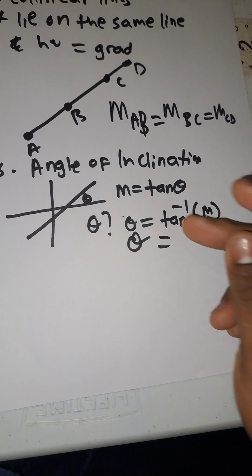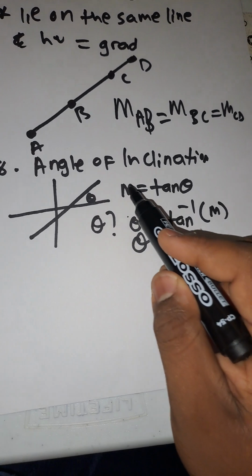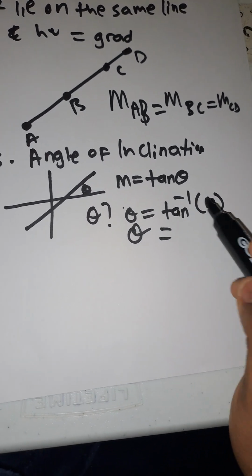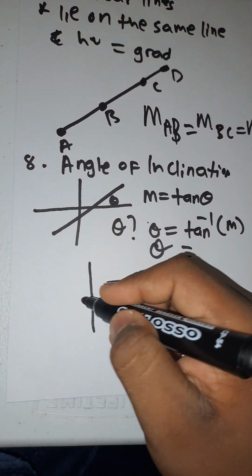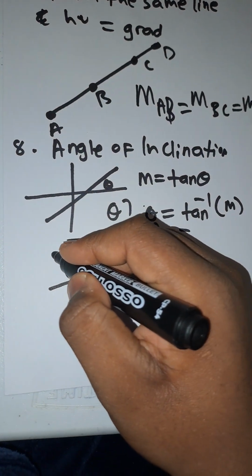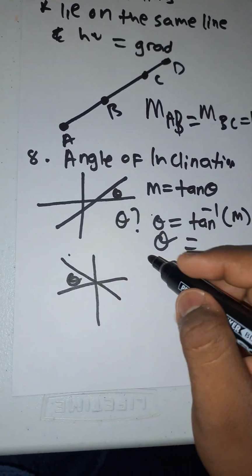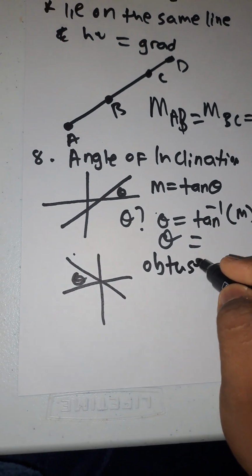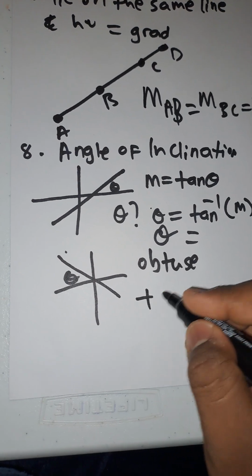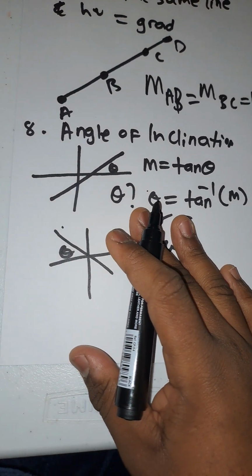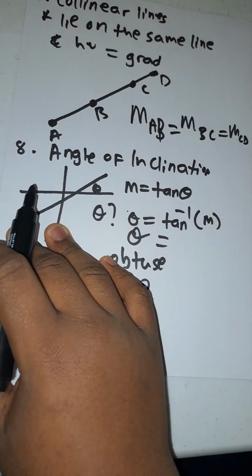If you want a gradient, it will be straightforward. But if you want theta, you'll have to take this to the other side so that it becomes arctan, and then you put that value. And if you find yourself in an exam condition and you have something like this, your angle of inclination is here. This one is acute, so this one is obtuse. Whatever value you get, since it will be negative, you'll have to add 180, or you use your trigonometric knowledge of the quadrants.